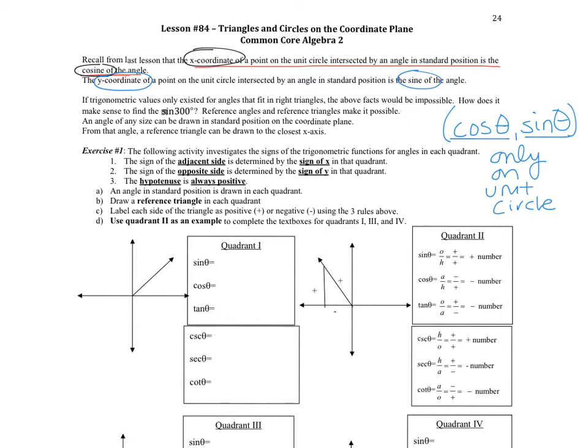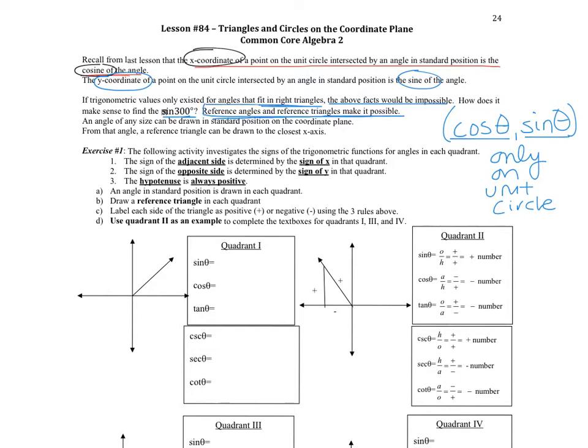So the question becomes, and we're going to start to think about trig in a broader perspective, if trigonometric values only existed for angles that fit in right triangles, the above facts would be impossible. So how could I talk about a point on the unit circle, like for example, the cosine of 300? How is 300 degrees fitting in a triangle? My example here is sine 300. Anyway, reference angles and reference triangles make it possible.